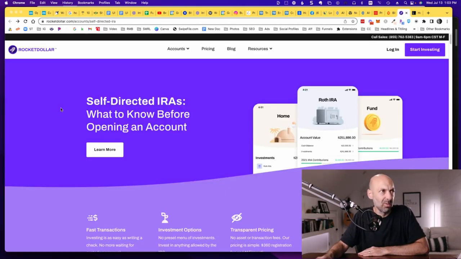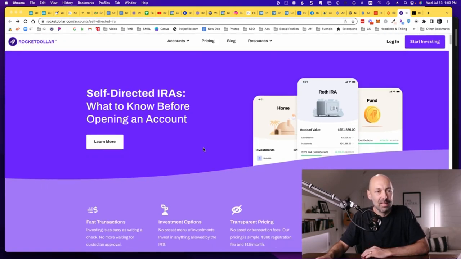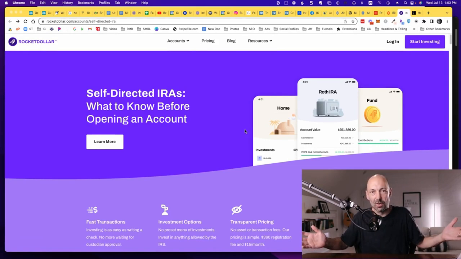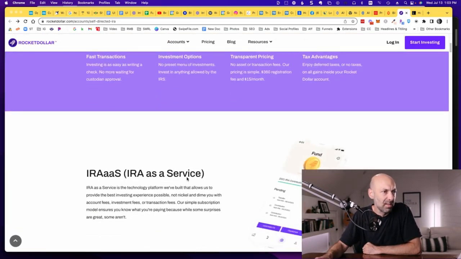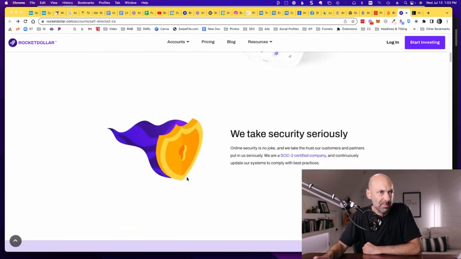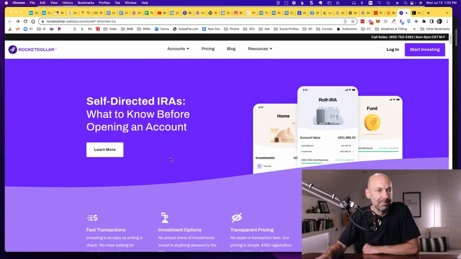Two other ones I was looking at real quick, and I'm just showing these in case your situation might make more sense with one of these. This is a good place to start research with some of these maybe. Rocket Dollar, I really liked their setup, the way they were doing things. I think the pricing might not have been as good on this one. I don't recall the exact reason I didn't go with them, but that was another one I was looking at.